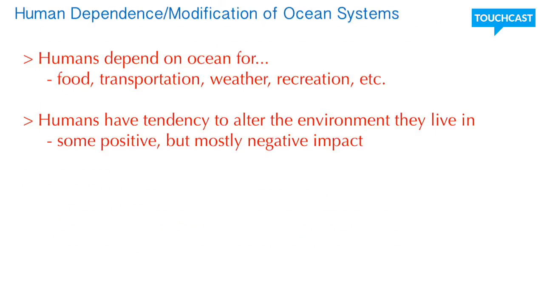So our last topic is somewhat minor compared to the other three, but it is still something that you all are responsible for knowing, and that involves human dependence and modification of ocean systems. So we want to recognize that we as humans depend on the ocean for different things. Food, transportation, weather, recreation are just a few of the examples, and that we as humans have a tendency to change the environment that we live in, and while some of these are positive changes, mostly they have a negative impact on the environment and the other organisms that live in those environments.